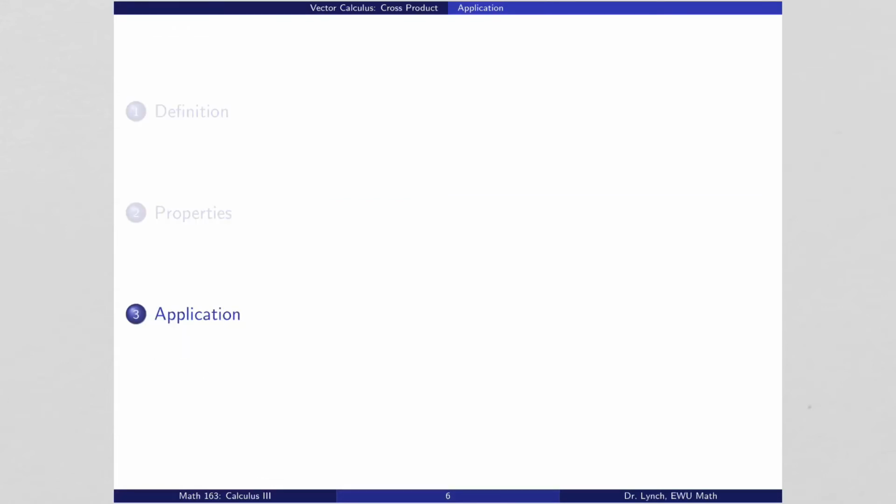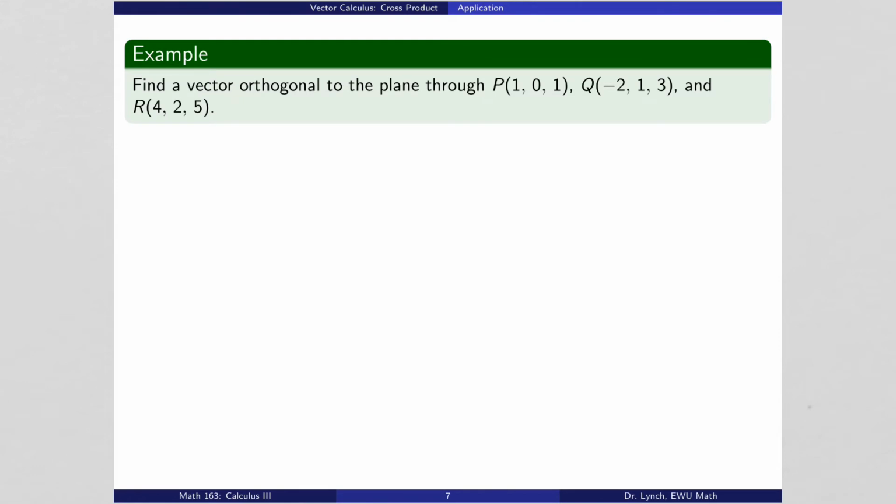Okay, so a couple applications of this. Here's the first one. The first one is that we can use the cross product to find a vector that's orthogonal to a plane through 3 points. So here we'll do this by thinking of one of the vectors in the plane connecting P and Q, and another vector in the plane connecting P and R, and then of course the cross product of those two vectors gives us back exactly a vector that's orthogonal to the plane.